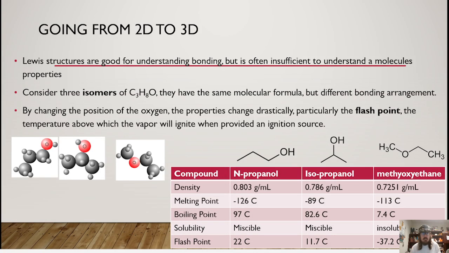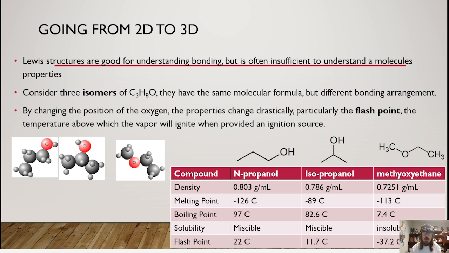But let's go. So Lewis structures are essentially a good way to understand our bonding, but they really kind of suck when it comes to understanding the molecular properties. Because the Lewis structures just need to show what bonds are present. They don't need to show how things fit together. So consider these three isomers of C3H8O. That isomer means it has the same chemical formula, different bonding arrangement.